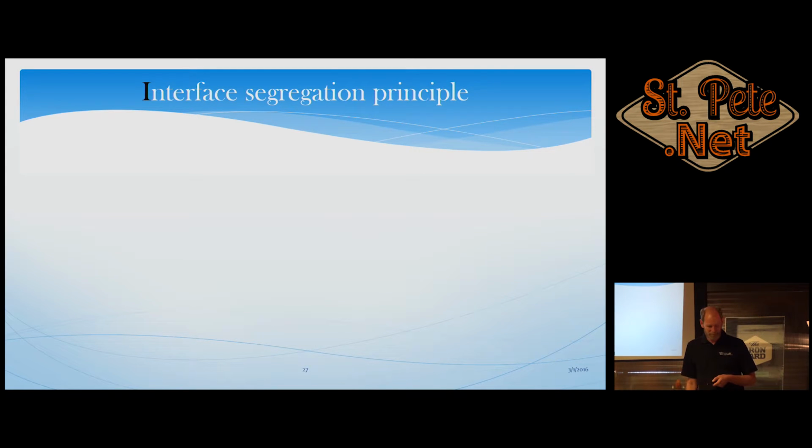Interface segregation. A lot of people say, oh, I use interfaces. I don't have references to my customer object all through my code. I have ICustomer, and I use that through my whole code. That's not what this is talking about.